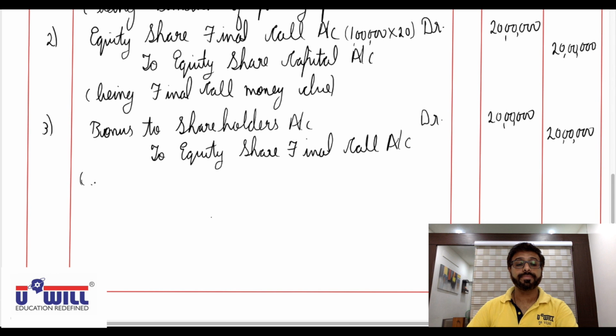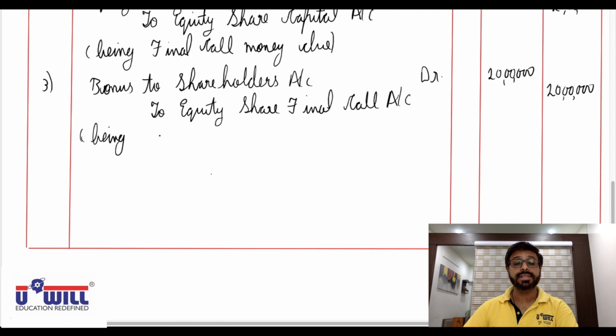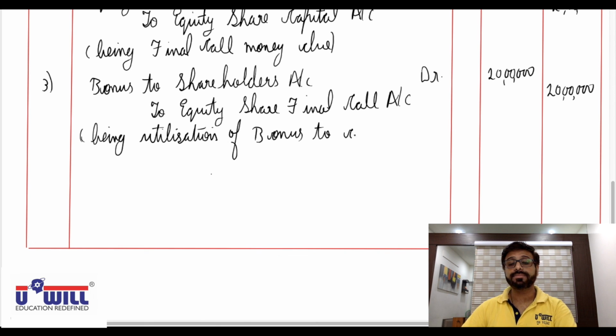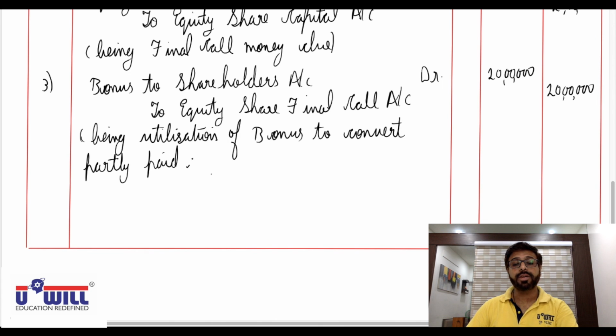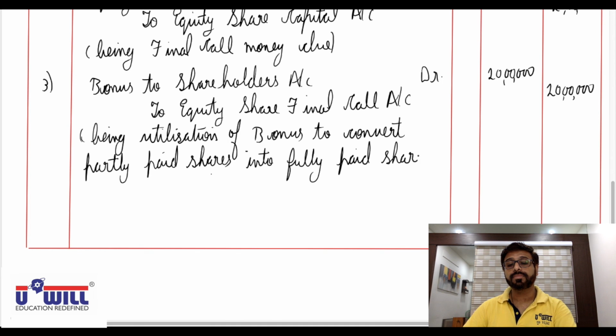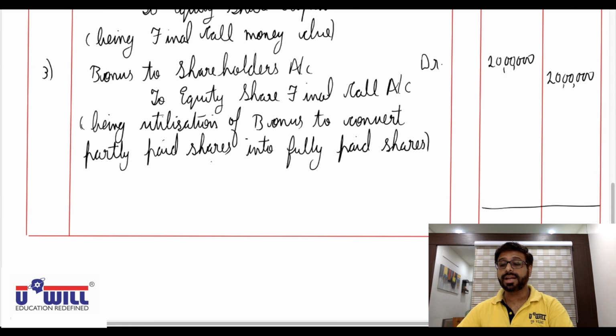Being, the third narration is important, understand the language properly. Being utilization of bonus to convert partly paid shares into fully paid shares. Now total again 20 lakhs into 3, 60 lakhs.